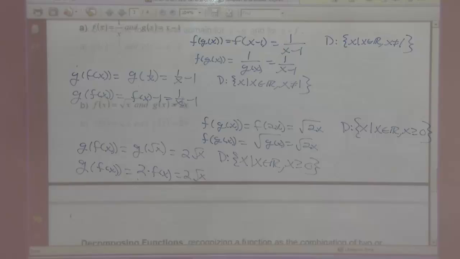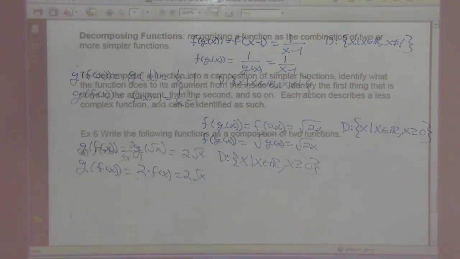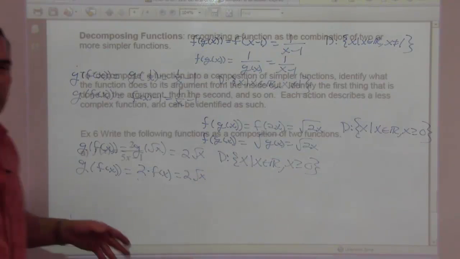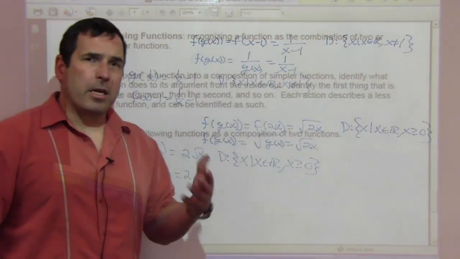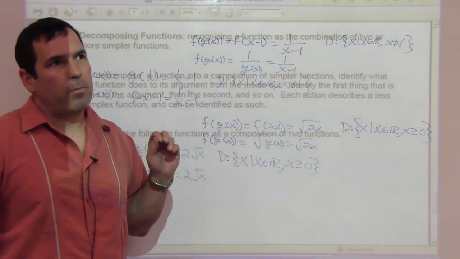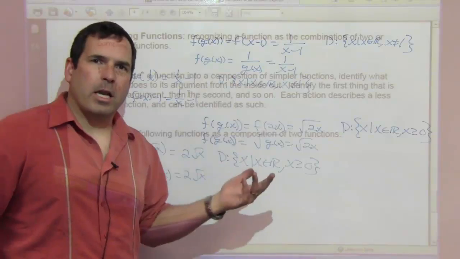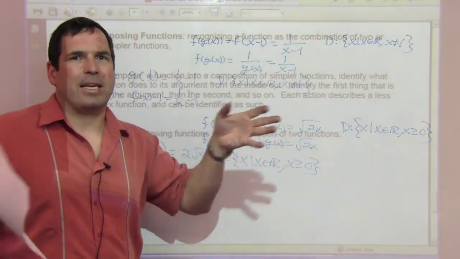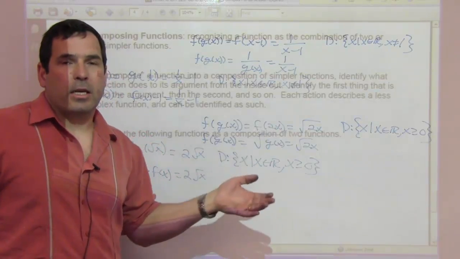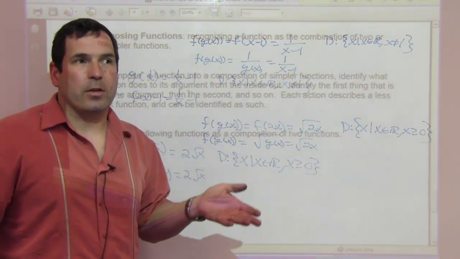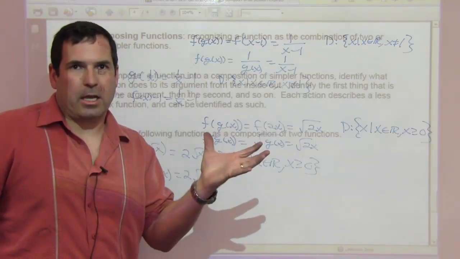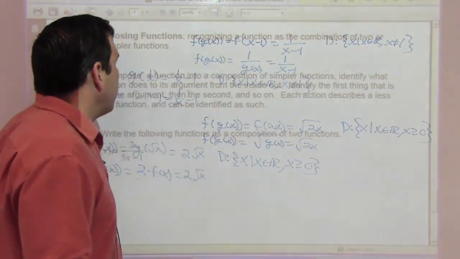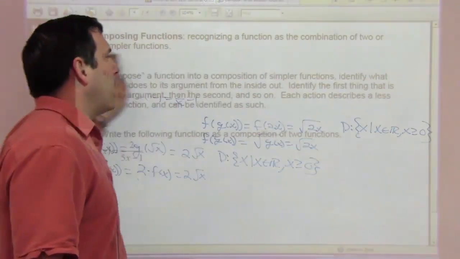On to our last page here. Decomposing functions. That's probably my favorite part of this, because you get to be creative. You get to think, how would I break that up? What do I make the inside function, the outside function? I think of a composition of functions like an inside one and an outside one, like we do with f of g of x. G is the inside, f is the outside function. So you get to be creative, and sometimes there are multiple answers to them.